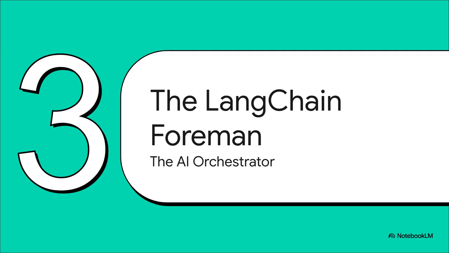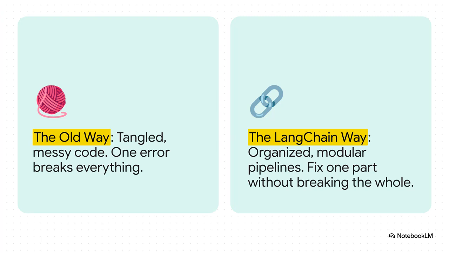Now, every good assembly line needs a foreman, right? Someone to manage the whole workflow, make sure everything is running like clockwork. Well, for AI, that foreman is an open-source framework called LangChain. You can think of it as the orchestrator, the one who organizes all the tools and makes sure the entire process just works. So before, building a complex AI felt like trying to untangle a giant ball of yarn.